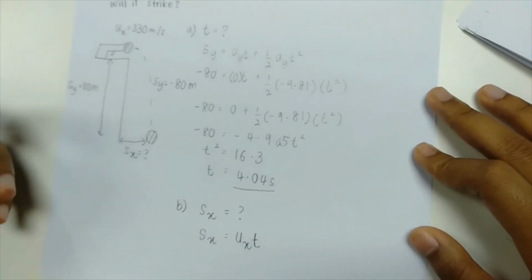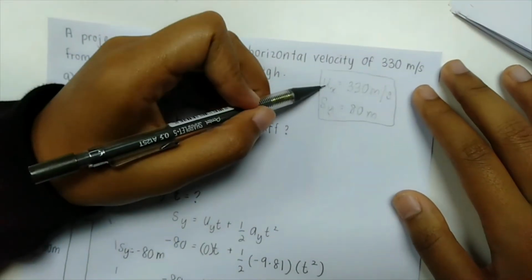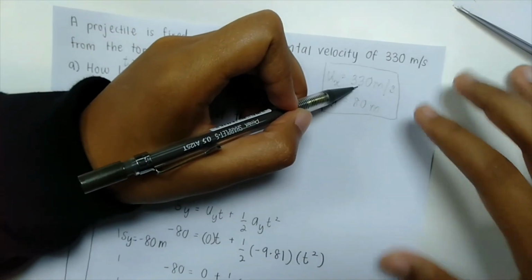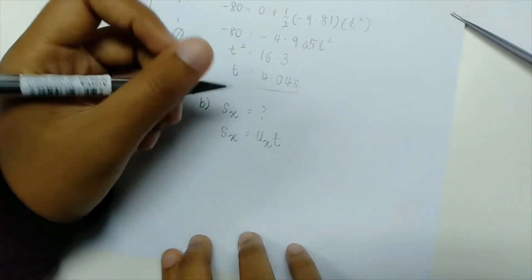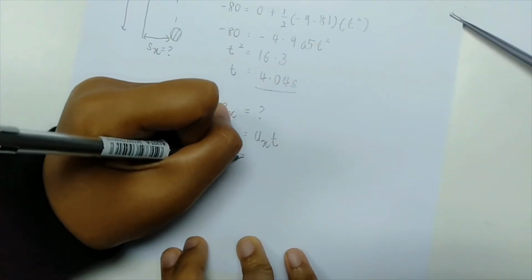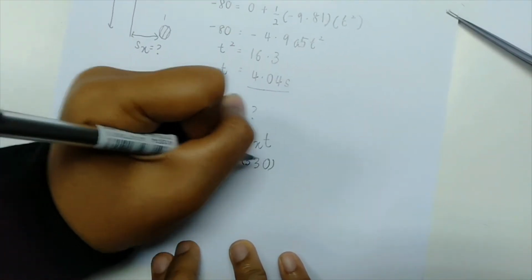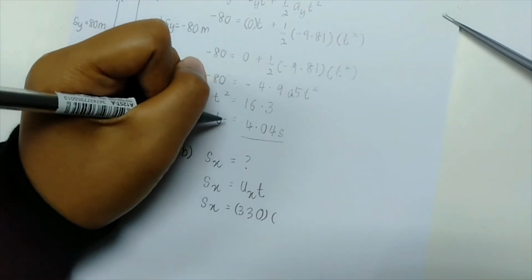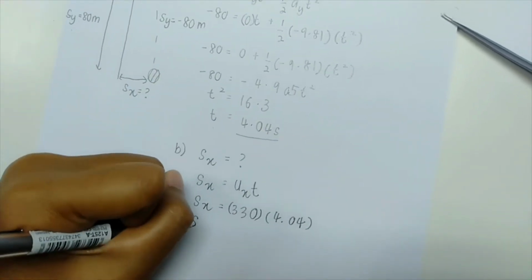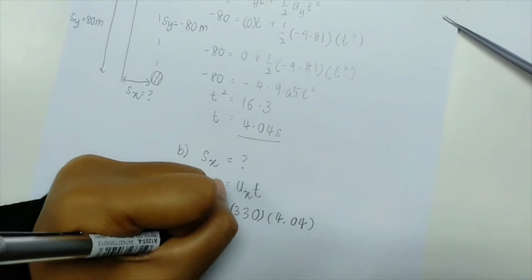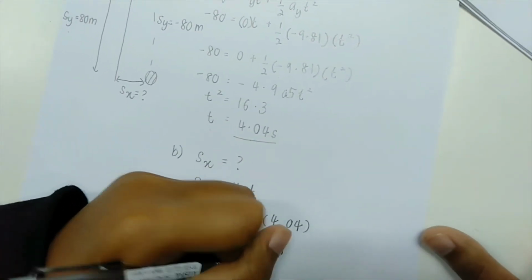Based on the question given, Ux equals 330 meter per second. So we just substitute into the equation. Sx equals 330 times the time taken we got before, 4.04 seconds. So Sx equals 1332.3 meters.